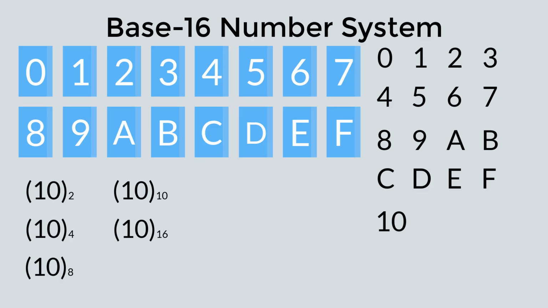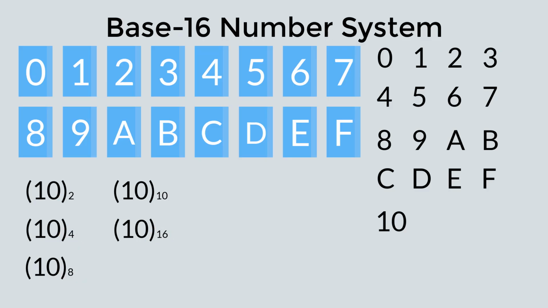This is why we often write the base as a small subscript. For example, 1, 0 with a small 2 at the bottom, which means 1 0 in base 2, or 1 0 with a small 8, which means 1 0 in base 8, or 1 0 with a small 16 at the bottom, which means 1 0 in base 16. The subscript tells us how to interpret the symbols.